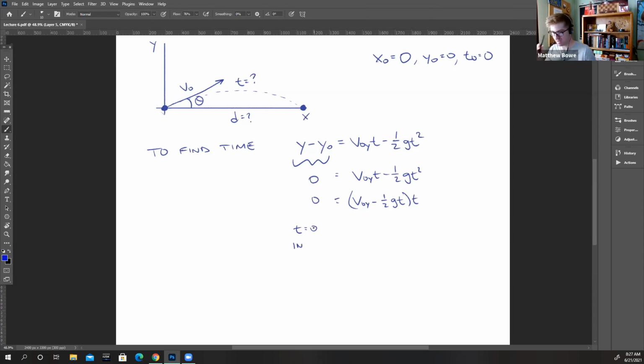But we need to remember that's right when we started the clock, and that's right over here, so that's the initial time. So it's not valuable to us. We already know we start the clock at 0. We want to know the other value, so we want to solve for the one inside of the parentheses. Doing that, we get t equals 2 v naught y over g.